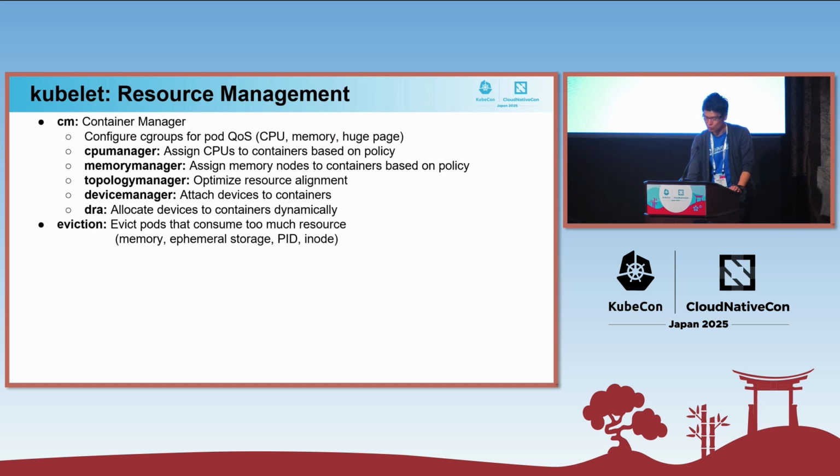Now, what happens when the node runs low on resources? That's where the eviction package comes in. It monitors node pressure and triggers eviction of pods that are consuming too many resources. So if you are interested in performance optimization, this is a great area to explore and contribute to. You can also see a much deeper dive into resource management in the past SIG Node session in London.